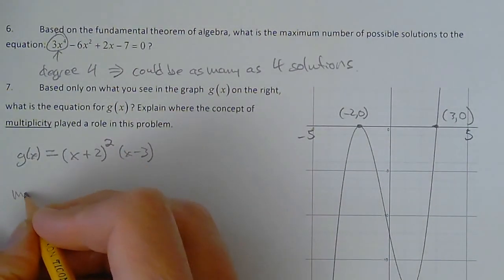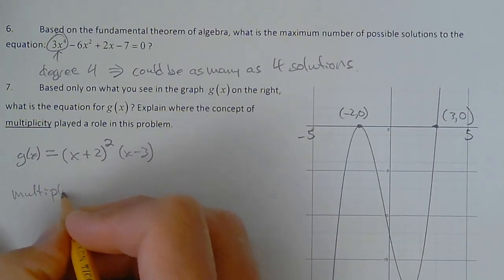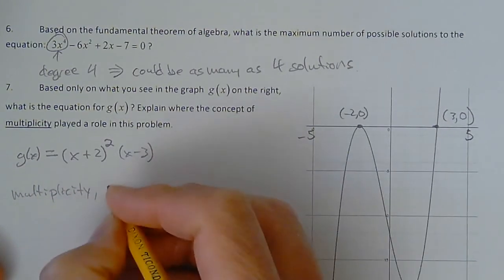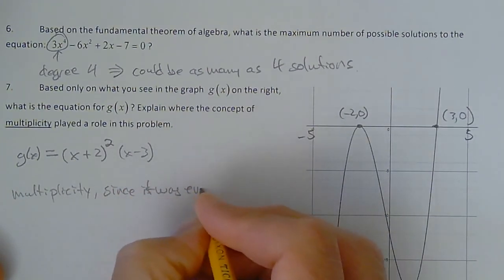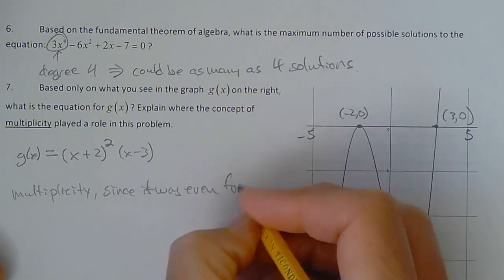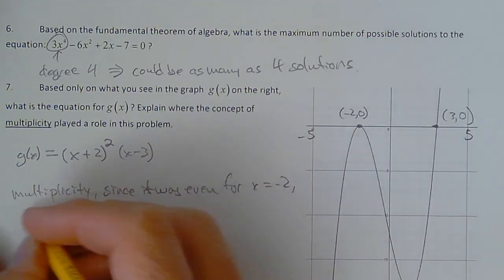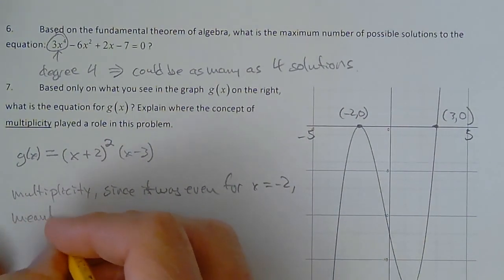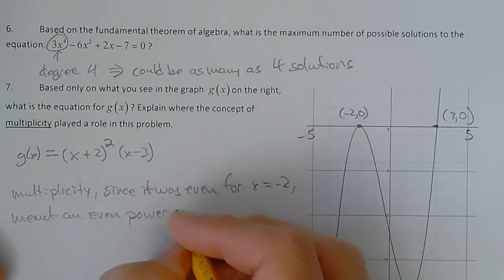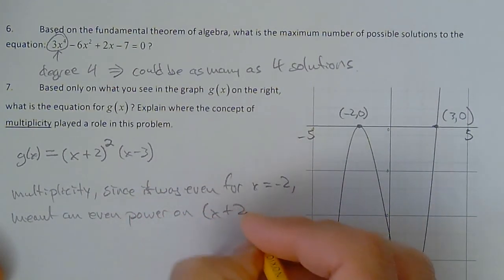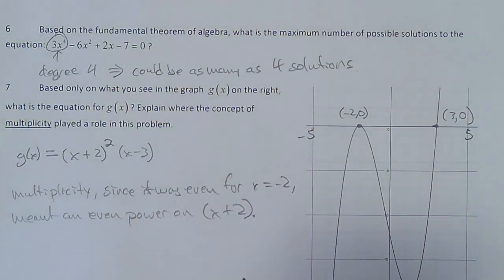The multiplicity, since it was even, for x equals -2 meant an even power on x plus 2. If that doesn't make a lot of sense to you, then you need to talk to me in class, because it should make just an awful lot of sense. All right.